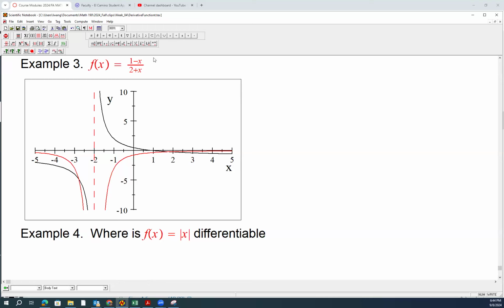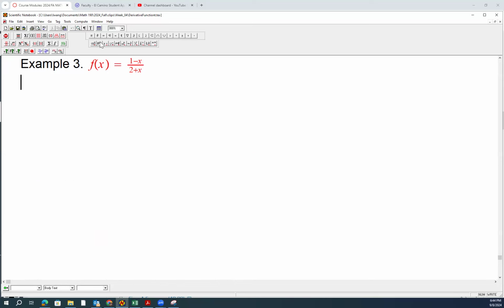The third example is a complex function. It's a rational function, and we're going to find its derivative. F prime equals the limit as h approaches 0 of f of x plus h, subtracting f of x, divided by h.